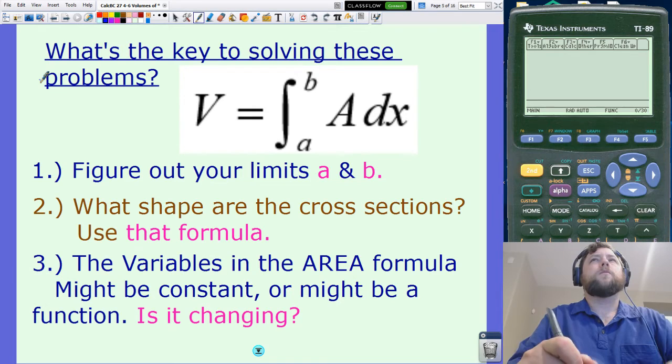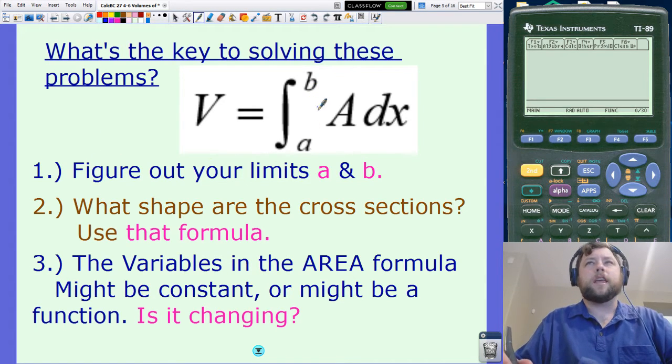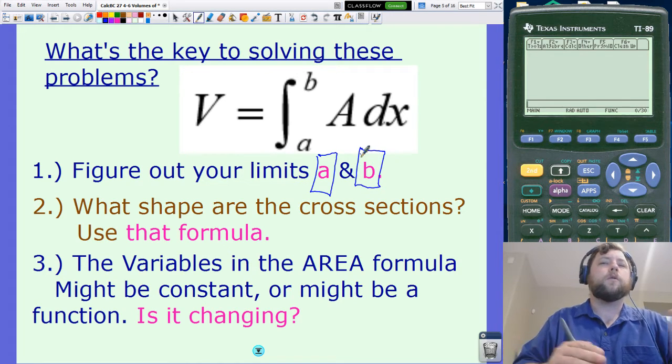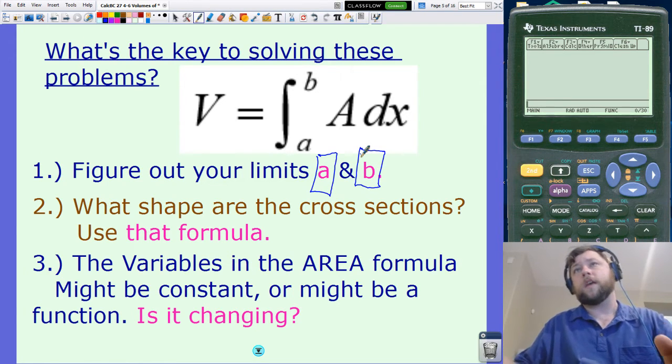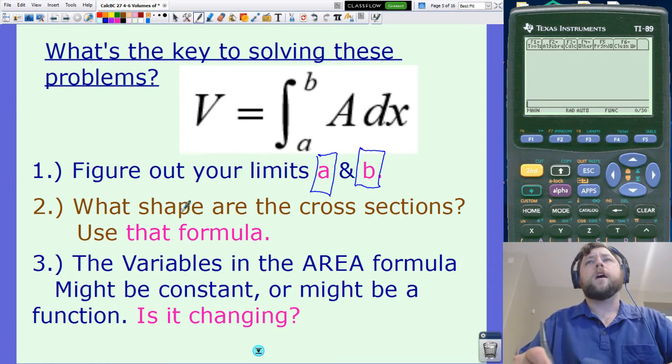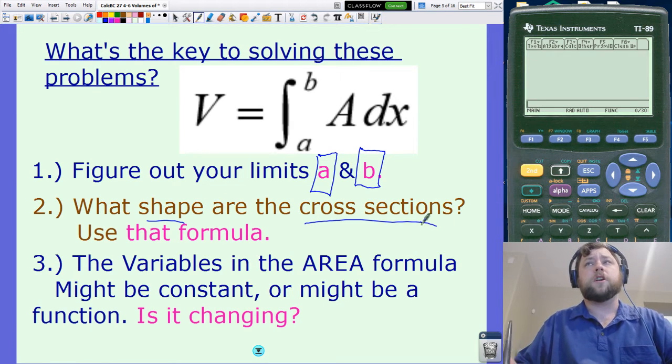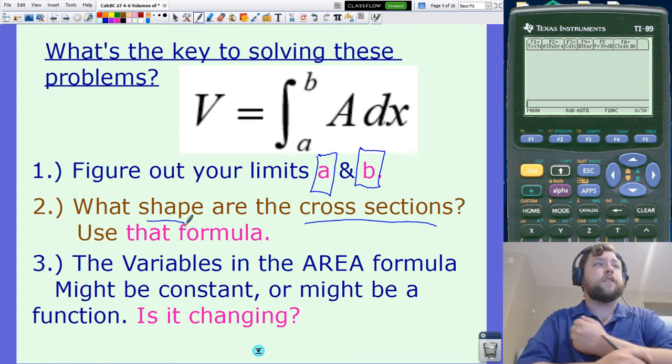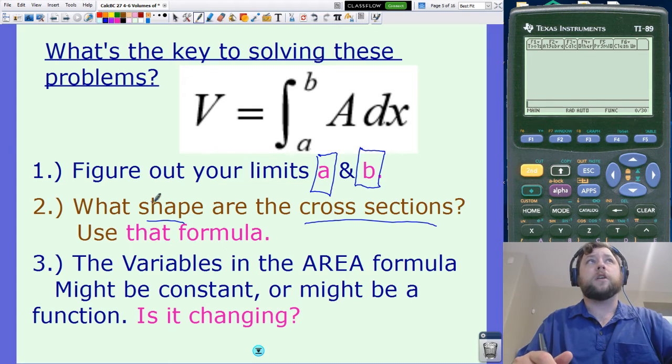So what's the key to solving these kinds of problems? We basically have to set these up, then plug them into calculators most of the time. The first step is to figure out what your limits are, from a to b. So these are your lower and upper limits, like the leftmost x value to the rightmost x value. You want to know what shape the cross sections are, and then the formula for the area of that shape. So if it says triangles, use triangles, and make sure you're using that formula.